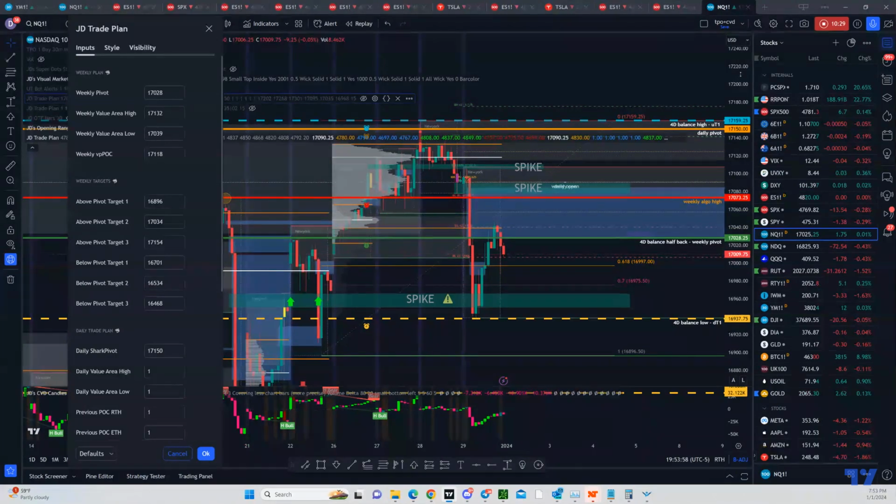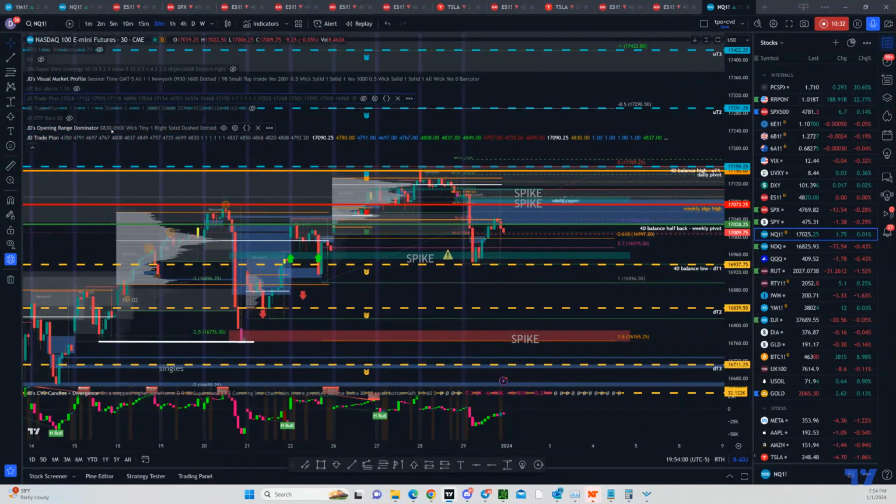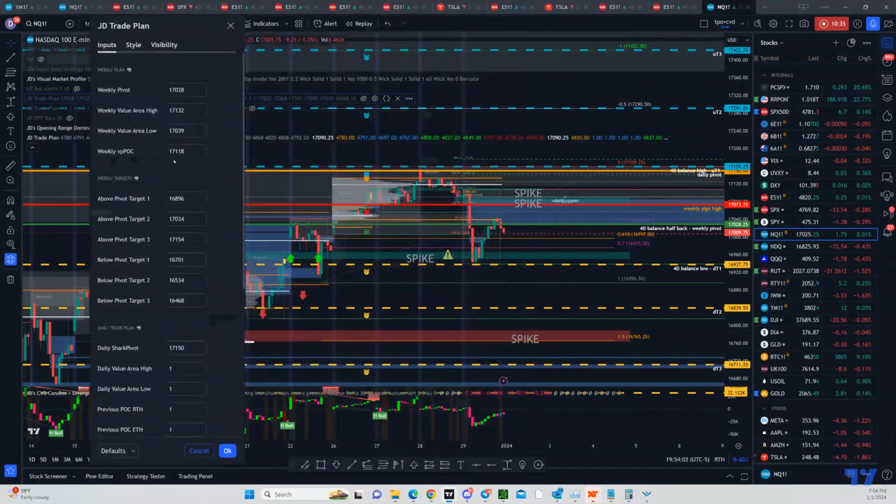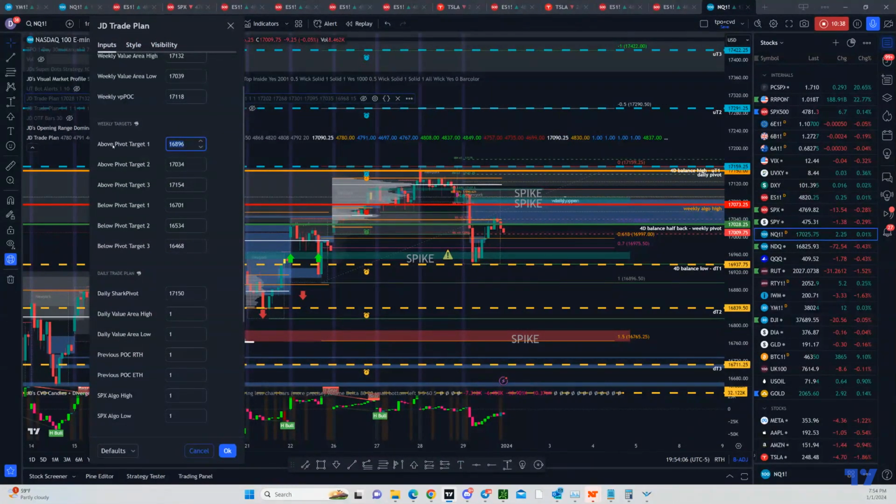We talked about targets above pivots, and we said that up one was 17,159, up two was 17,291, and up three is 17,422. Downside, we got 16,937, we got 16,839, and we got D3 at 16,711.